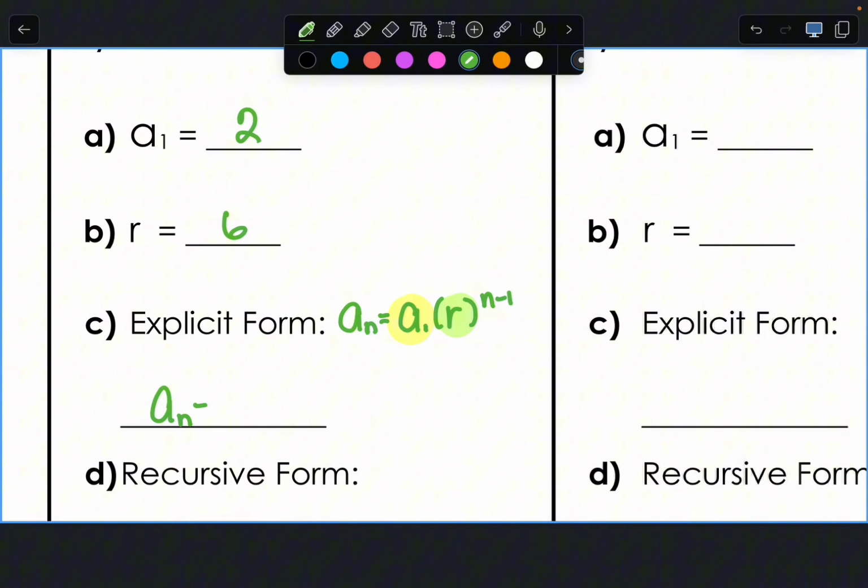A sub n is going to equal what? 2 times 6 to the power of n minus 1.